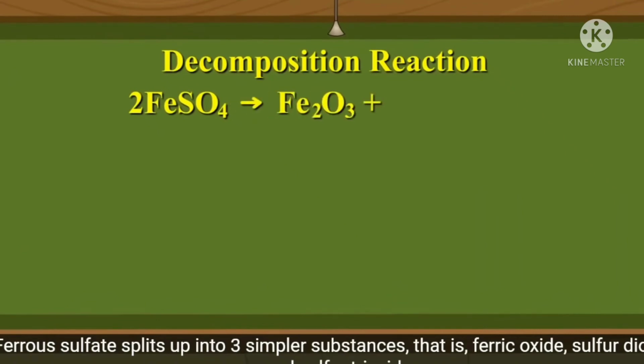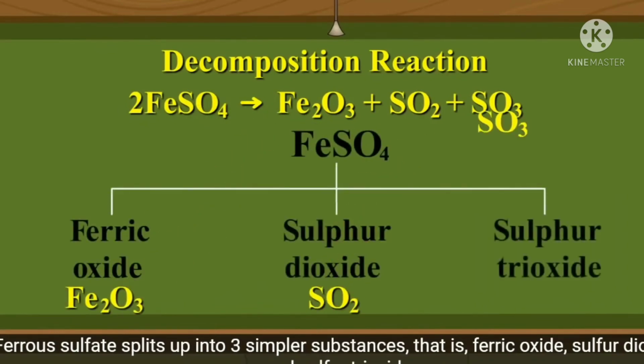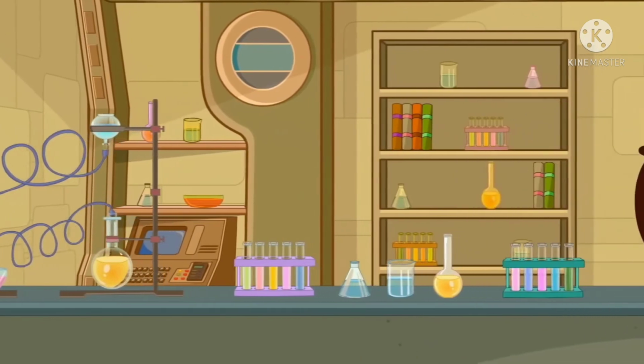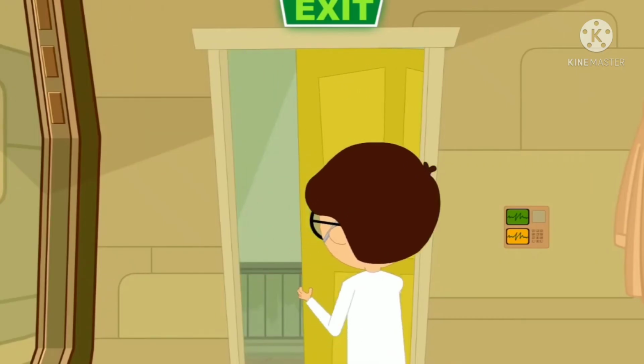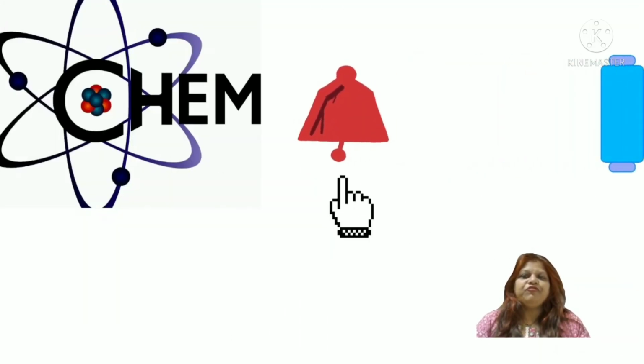See how the reaction is taking place. Writing on the board: decomposition reaction. FeSO4 after heating breaks down into Fe2O3 plus SO2 plus SO3, sulfur dioxide and sulfur trioxide. He is moving out of the lab. See, hope you understood this. So this is an experiment of changing temperature.